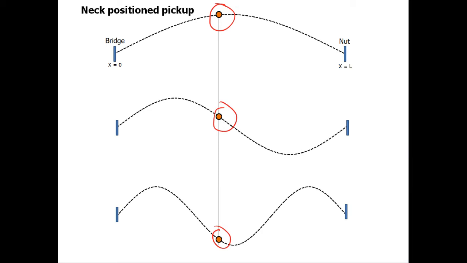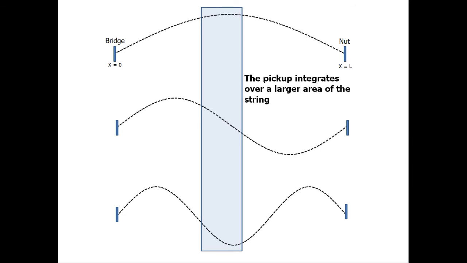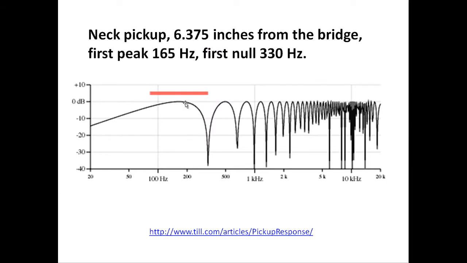Now, here is the absolute reality: a pickup is not a point source. It's sensing velocity of the string, but it does it over an area. The pickup integrates the amplitude over a large area of the string. Now, this is very important. What I'll show you here is the neck pickup response as a function of the position of the pickup. Because it integrates, it picks up this red bar, and we get peaks and nulls in the frequency response. So that's a way of showing that yes, changing the pickup position changes the sound.